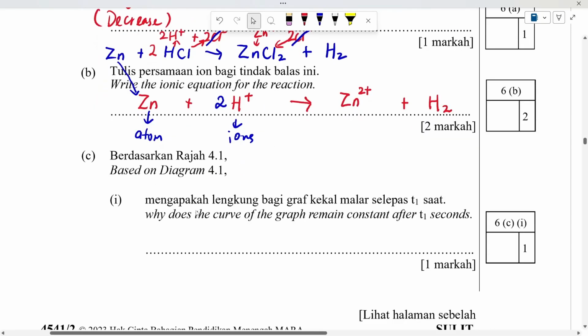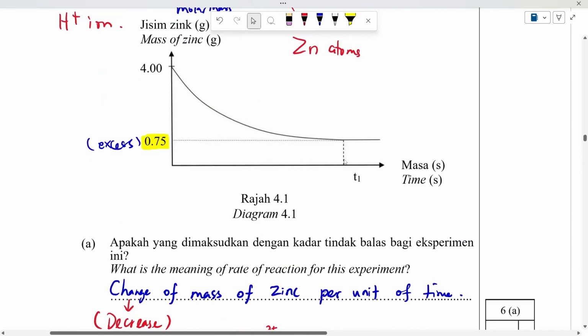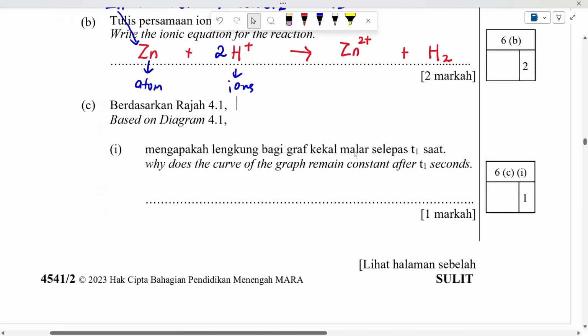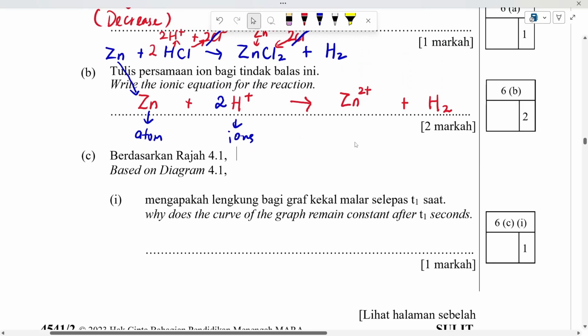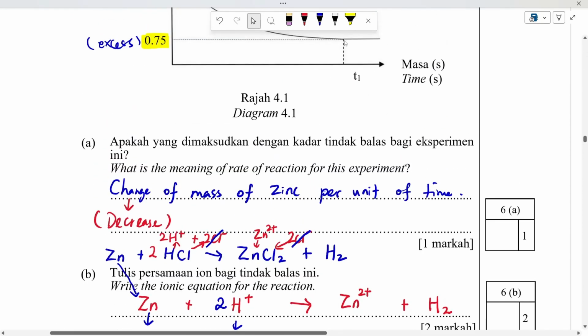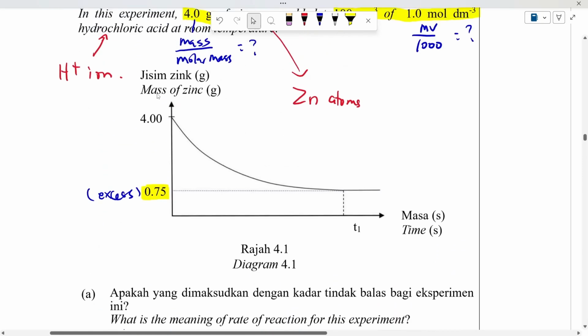Now, C1. Why does the curve of the graph remain constant after T1 seconds? After T1, it remains constant, no more changes. Okay, why? What does this mean? What reacts completely? Is it zinc or hydrochloric acid? Hydrochloric acid, the limited one. Because zinc has not yet reacted completely, it still remains 0.75.